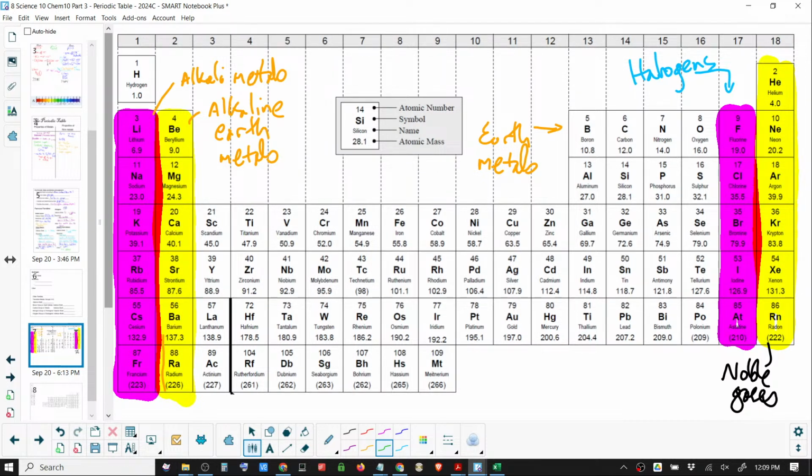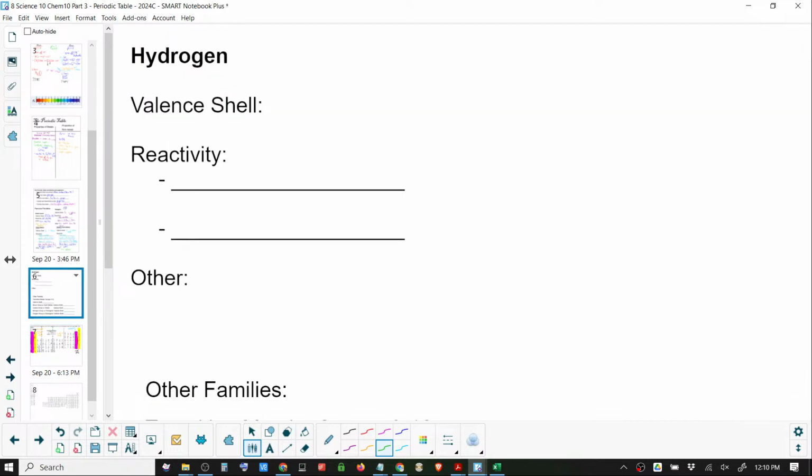Carbon group, nitrogen group, oxygen group, or tetrels, pnictogens, and chalcogens, and then halogens. I don't actually know the proper pronunciation of chalcogens. I haven't looked it up, and I keep forgetting to every time I think of it. But it could be chalcogens for all I know.